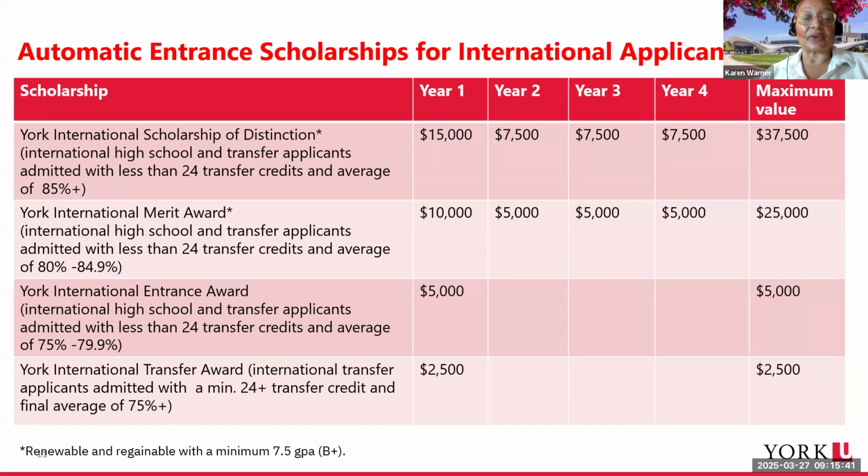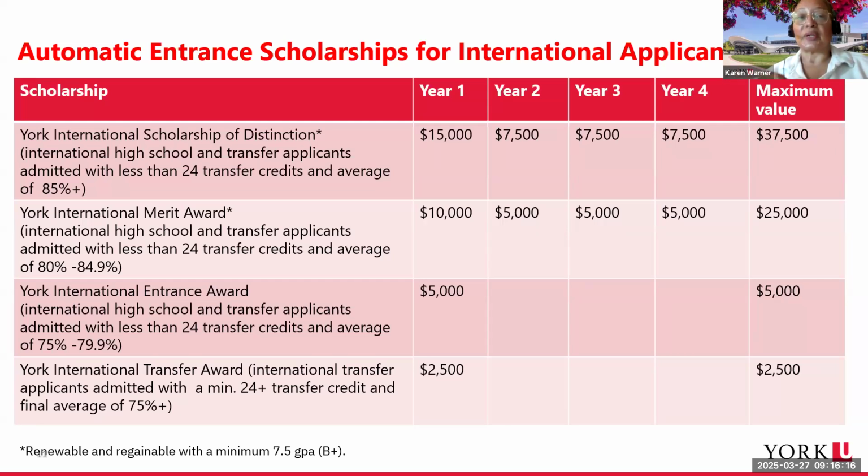So as you can see, for these scholarships, you get one value for your first year, and then you get half of the initial value for years 2, 3, and 4. So it is renewable. You don't need to do anything yourself in terms of letting us know. We will automatically assess the renewal each summer. And you must maintain a minimum grade point average of 7.5, which is a B plus, to be able to renew. And I believe it's a minimum of 24 credits you must take each year, which is an 80% course load. And it is also regainable though.